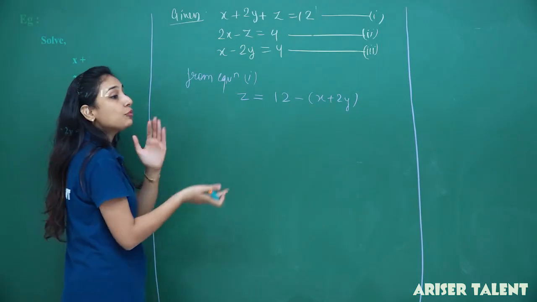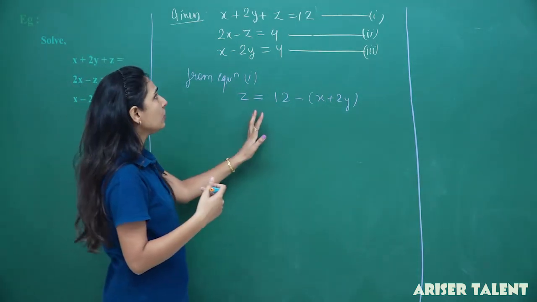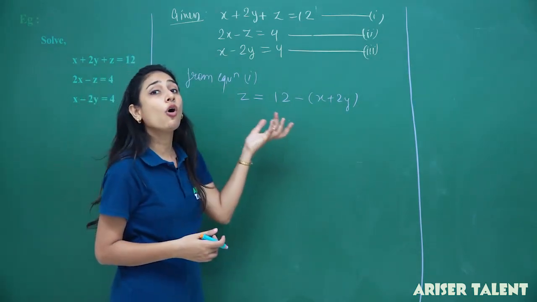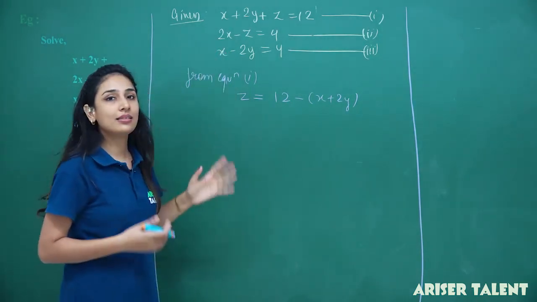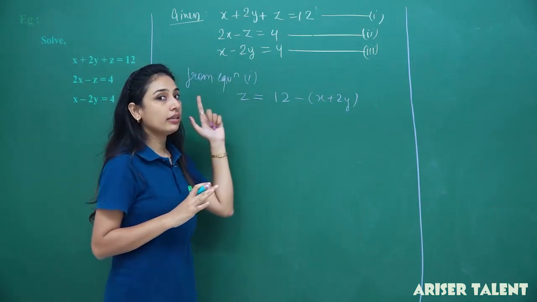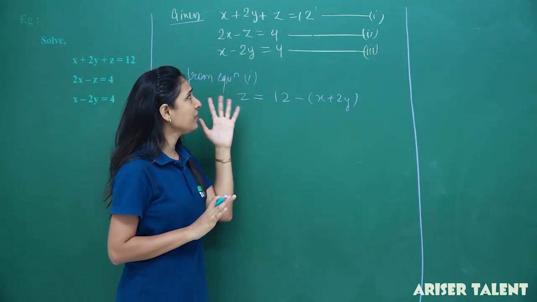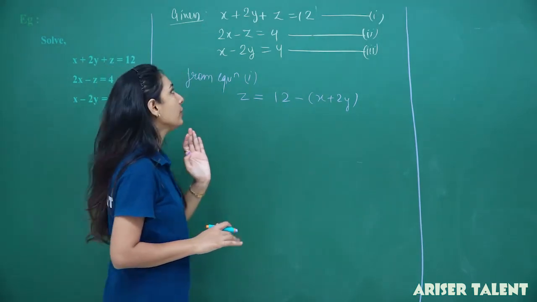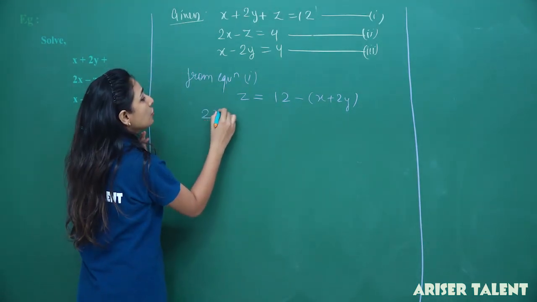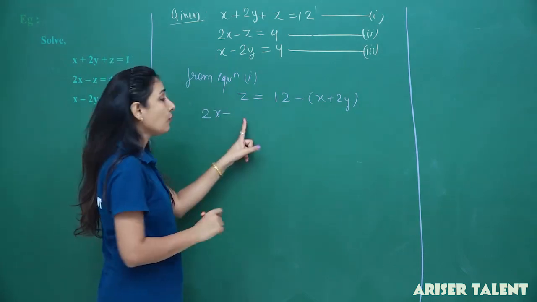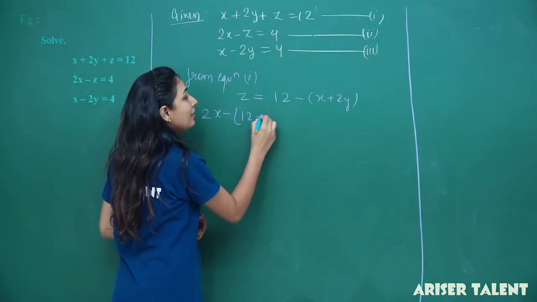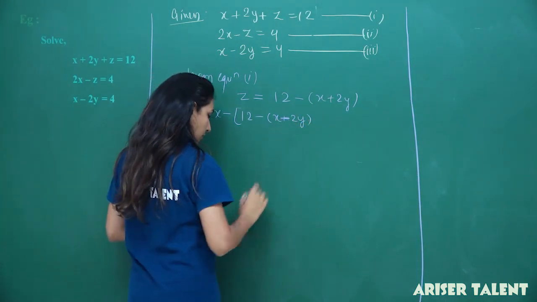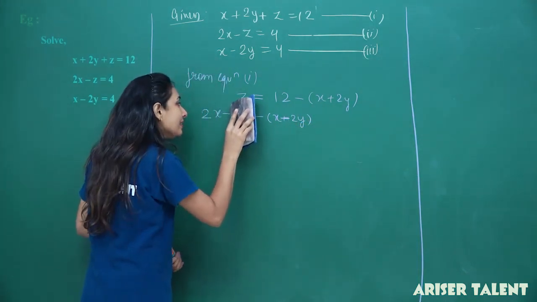Then step 2, put this value in the other equation to make that equation in the form of the other two variables. Now this is x, this is our favorite. Now z, we are not familiar with this one, we just don't want this. So what we will do, we will replace it with this value. Right, okay. This is 2x minus this z, 12 minus x plus 2y, or I can use that curly bracket, that is my favorite.